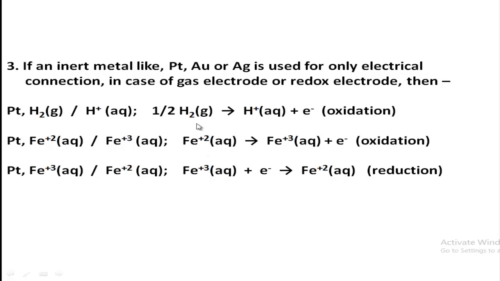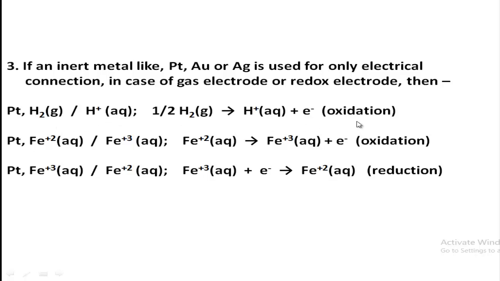And also sometimes different inert metals like platinum, silver, gold are used for electrical connection, especially in the case of a gas electrode, which we will discuss in the next class. In that case we have to mention the inert metal, like this, hydrogen gas electrode. In the hydrogen gas electrode, platinum wire is used to conduct the electricity, and hydrogen gas is present, and also hydrochloric acid or sulfuric acid, etc.